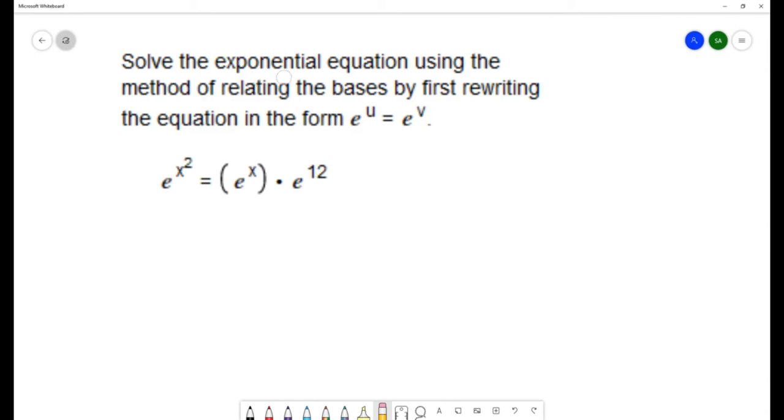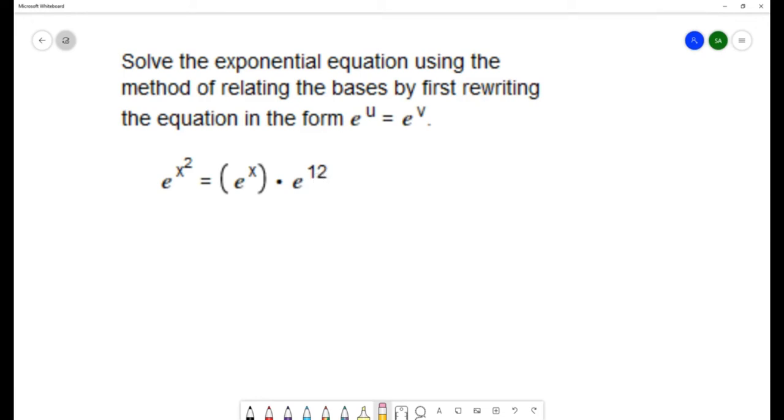Solve the exponential equation using the method of relating the bases by first rewriting the equation in the form e to the u equals e to the v. The equation we're working with is e to the x squared equals e to the x times e to the 12th.